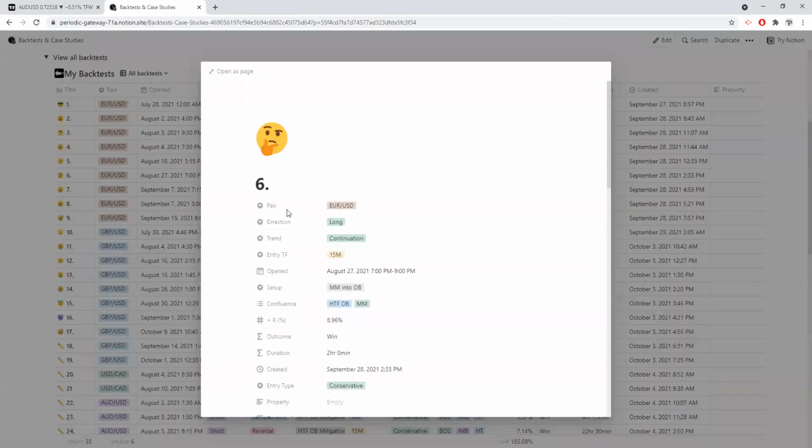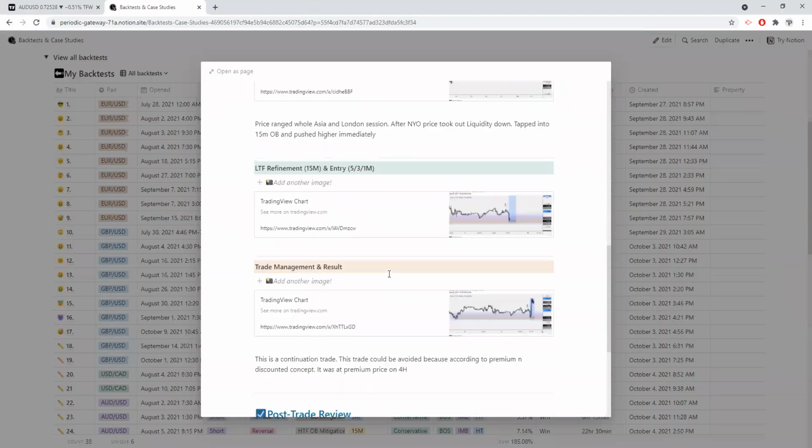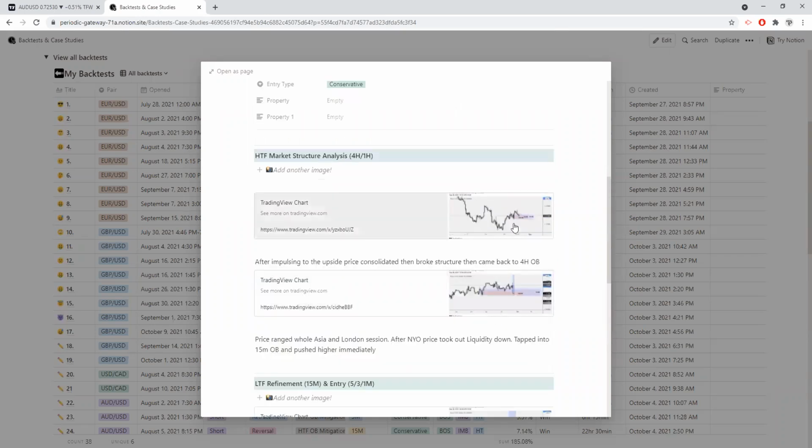Wow. Milhan, I need to make a remark on some of your trades. Come on. This is a continuation trade, straight. It could be avoided because according to premium, no.